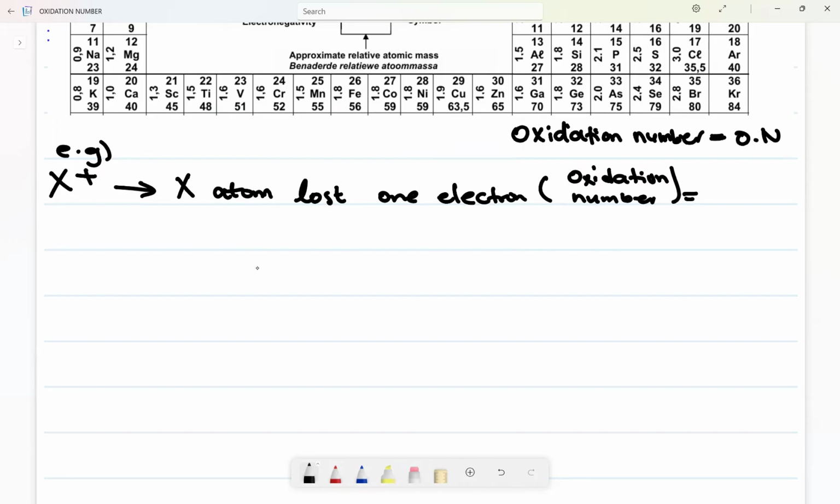I'm going to refer to oxidation number as ON from now on, okay? So the oxidation number, remember when you refer to oxidation number, since you're going to be doing calculation, I'm going to say it is +1. People might confuse this and say, okay, it is positive, so why does it lose electrons?